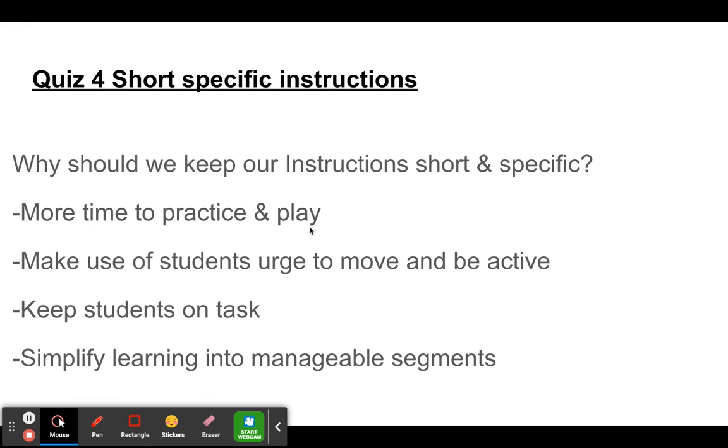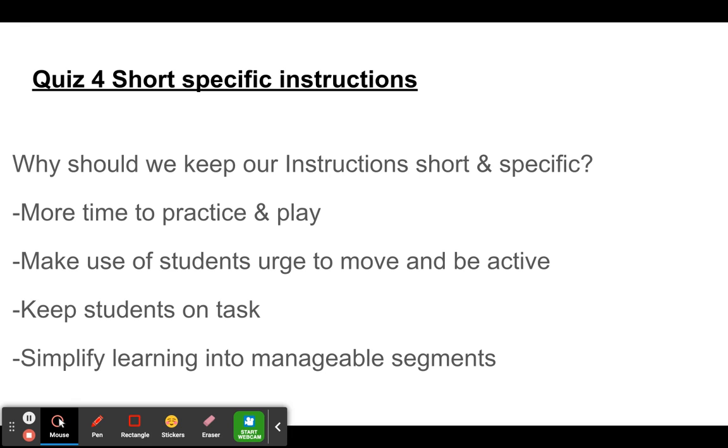The next thing is make use of students' urge to move and be active. Pangrazi talked about this. He stated that children have that natural urge and willingness and wanting to get out and move and be active. If we talk too much, we kill that urge. Okay? So we need to avoid these long bouts, especially in physical education where we should be moving a lot more, of long drawn out instructions. Even if they are safety rules, there's a way to give rules, instruction, short and specific, without killing our students' urge to be active and wanting to move.